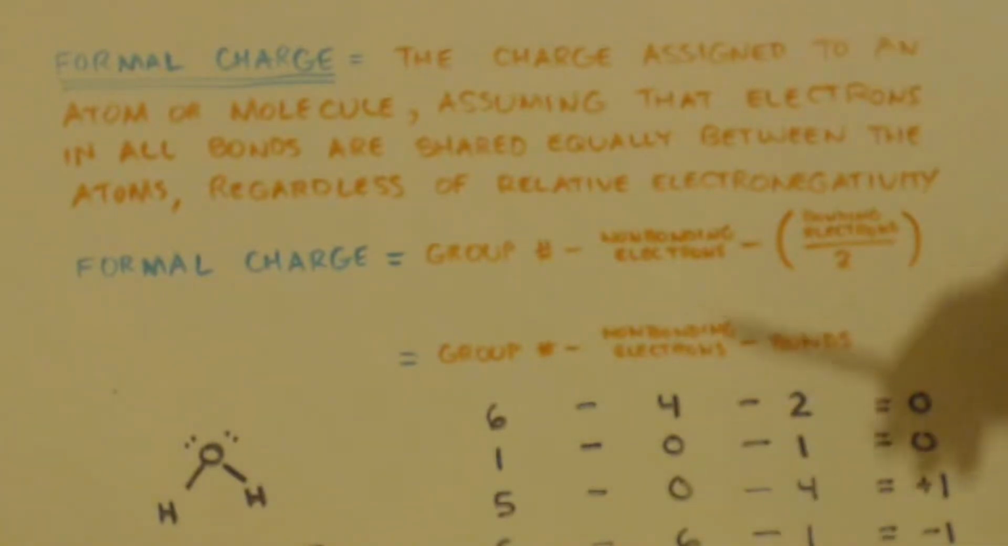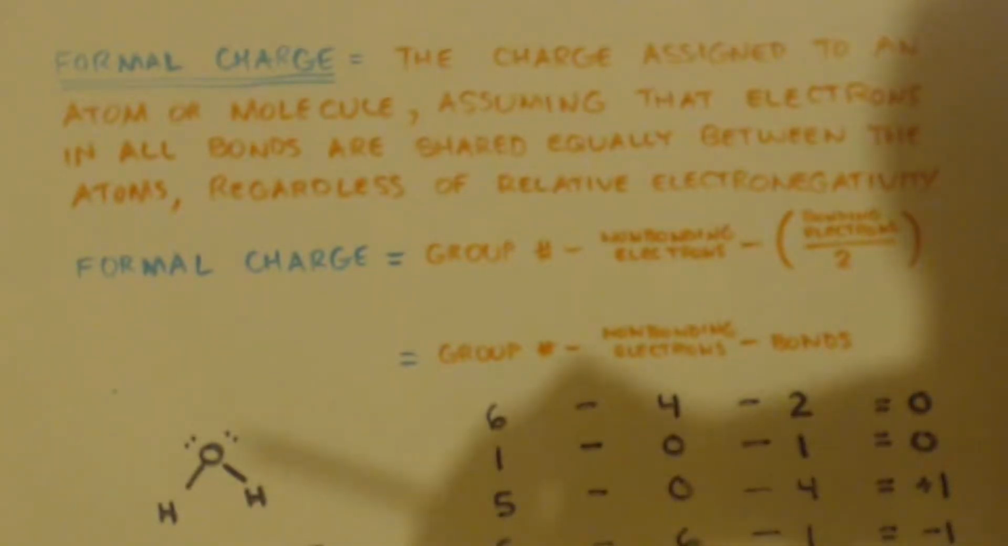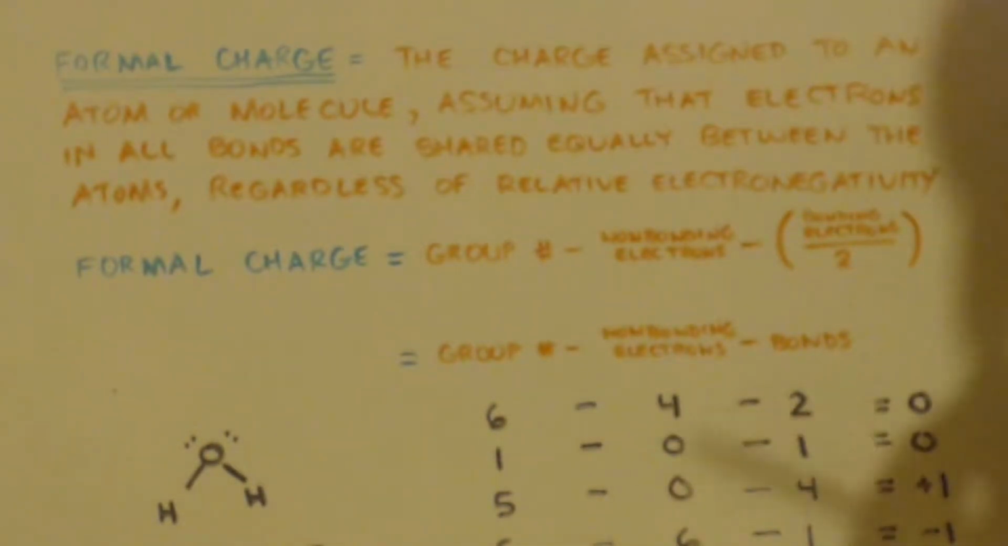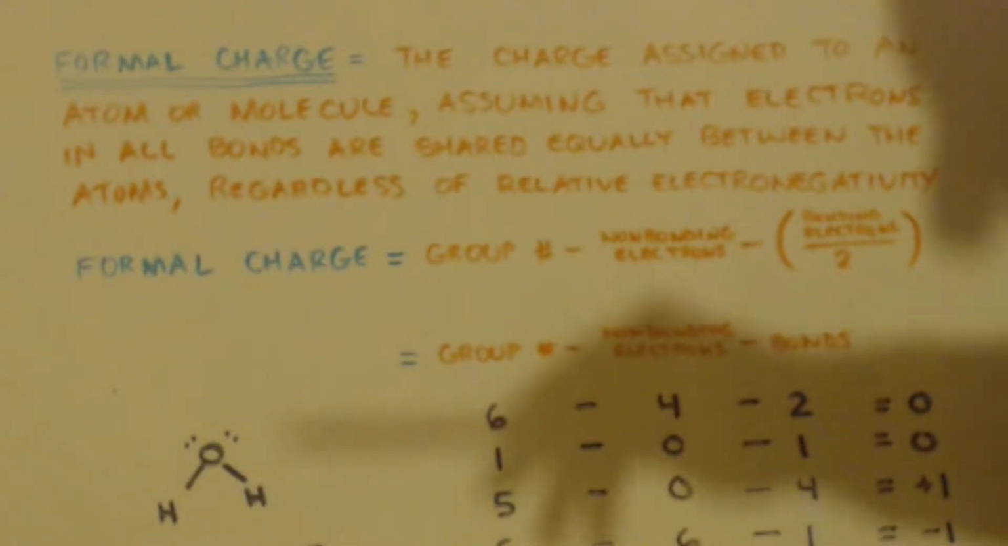Non-bonding electrons are the electrons that are just lone pairs. See, like here on the oxygen, these 2 sets of lone pairs, those are your non-bonding electrons. And then your bonds, obviously, are your bonds. You know what your bonds are. So let's do an example here on this H2O. Let's find out the formal charge of oxygen, okay?